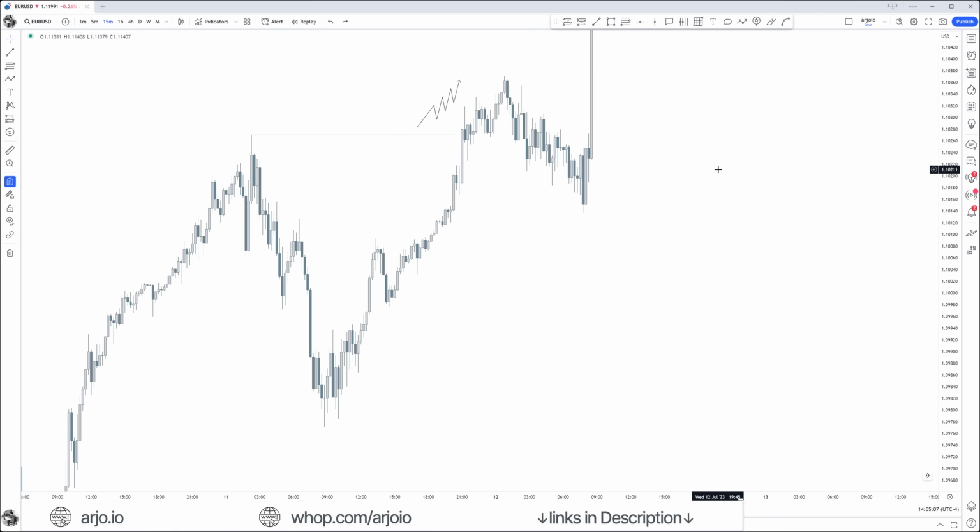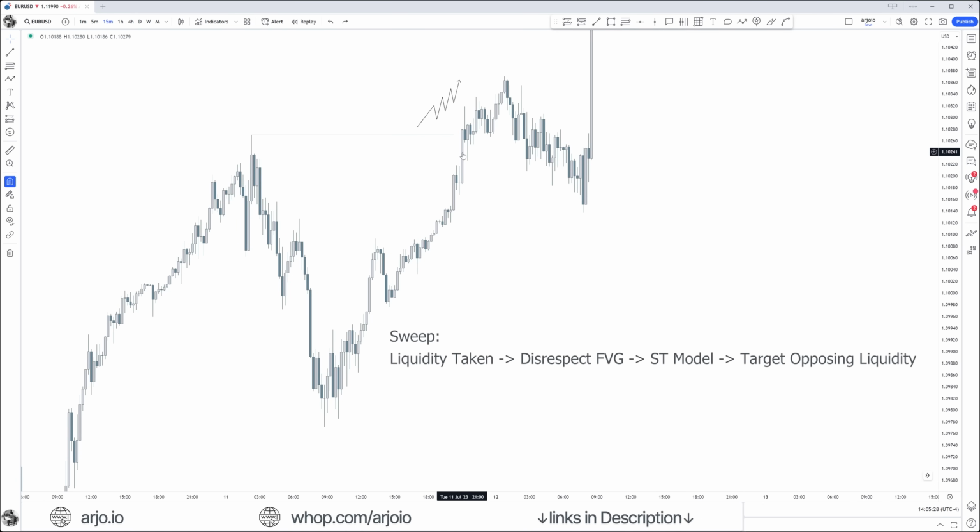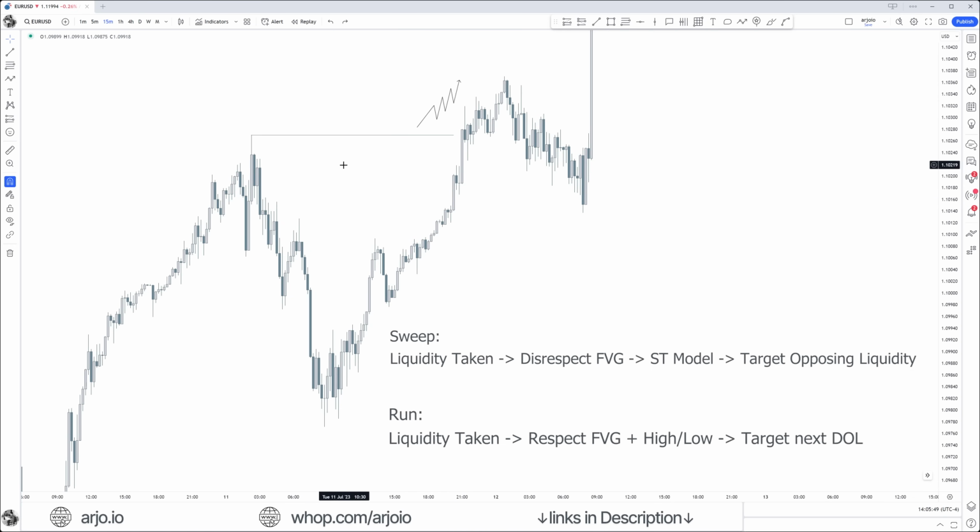So to define the characteristics of a sweep versus a run: a sweep is when we have the ST model. So we would have disrespected that bullish fair value gap immediately after coming above that high, and we would have seen an ST model to the downside. And a run on liquidity is when we respect that fair value gap with the overlapping high.